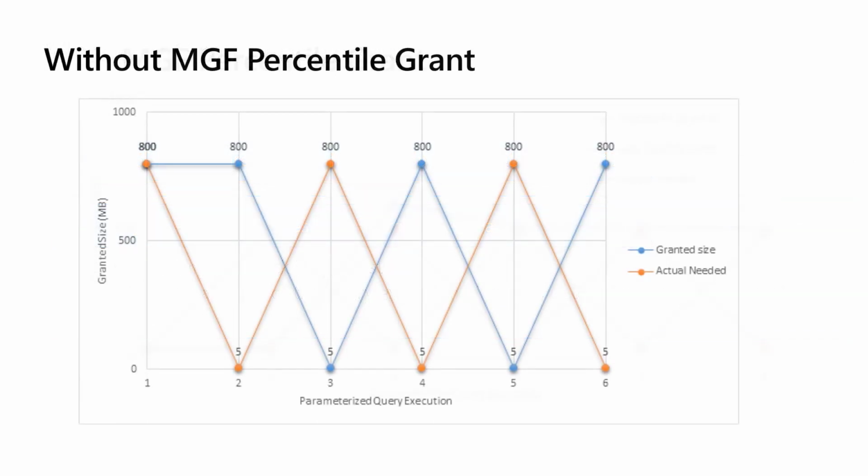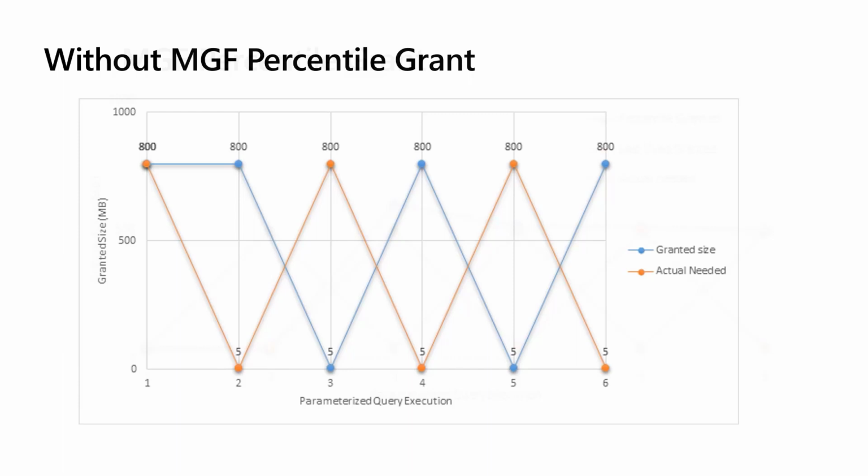The percentile grant feedback deserves a deeper dive. Without percentile grant feedback, we look at only the single previous execution of a query. So here we have a query that is a parameterized query. And sometimes when we execute that parameterized query, we need a lot of memory, and with some parameters, we need not very much.